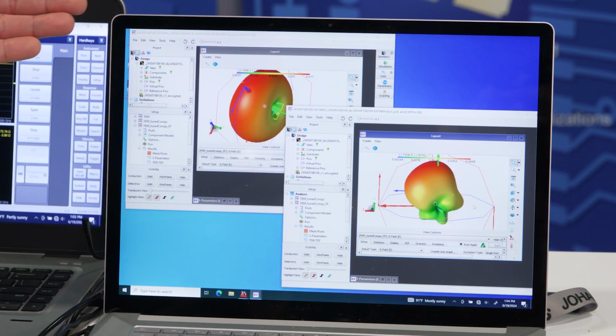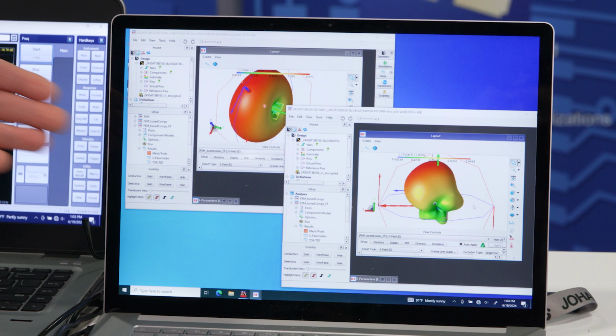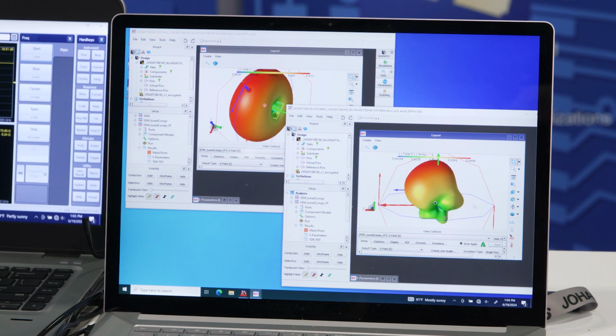We can see in air, it's a nice looking donut, but when it's put on the skin, you can see the radiation energy dramatically shifts by the changes in color. It's encrypted, but you can still see the far field.